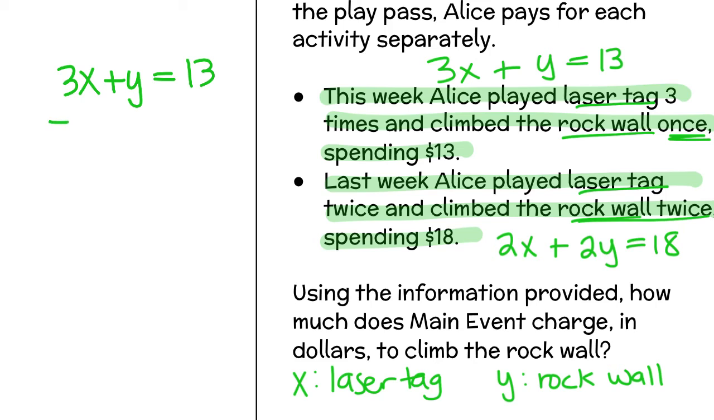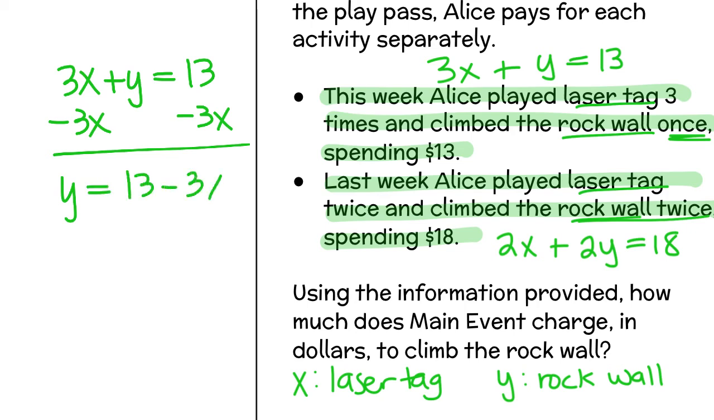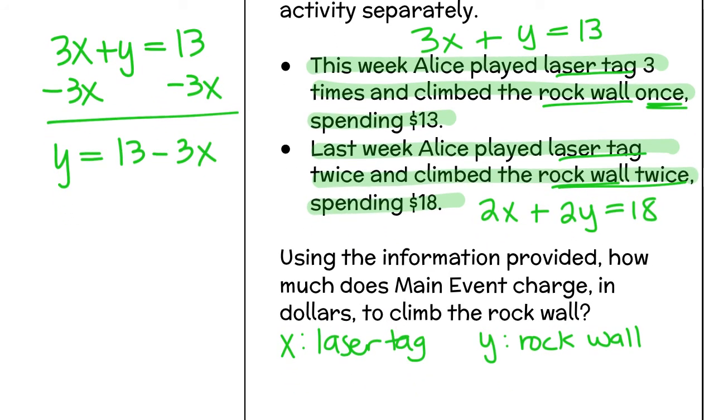To get y by itself, I would need to subtract the 3x from both sides of the equal sign, and that gives me y is equal to 13 minus 3x. Now that I have that equation, I'm going to look at the other equation, find my y, and plug it in right there.